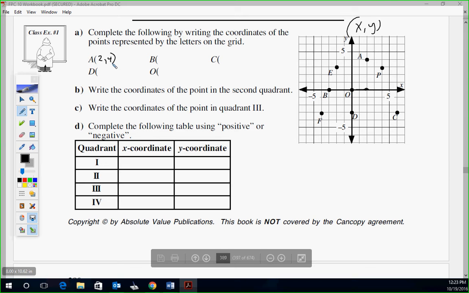B, -3, it didn't move at all for Y, so what is it? 0. Correct, 0. Okay, C looks like it's at 6, -3. D didn't move at all left and right, so your X is 0, -3. And then O, which is the origin, is 0, 0.